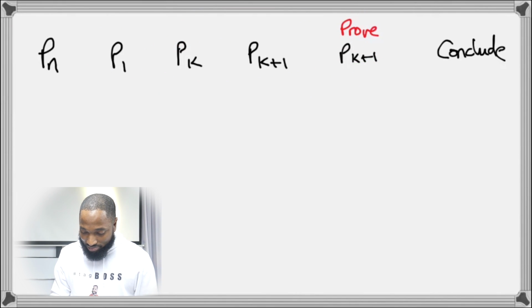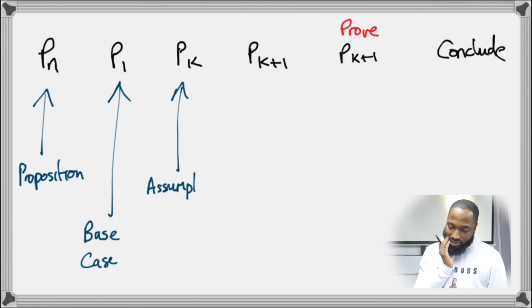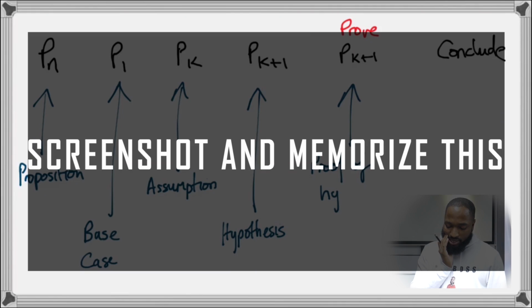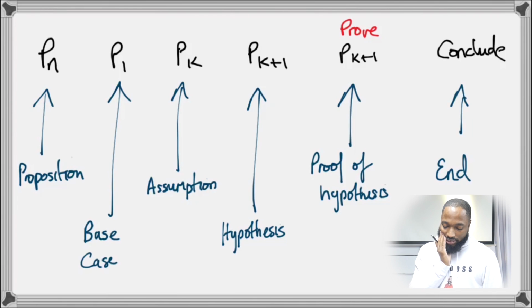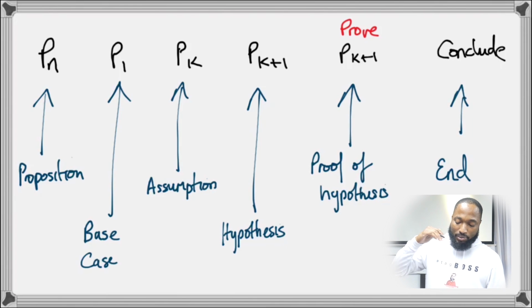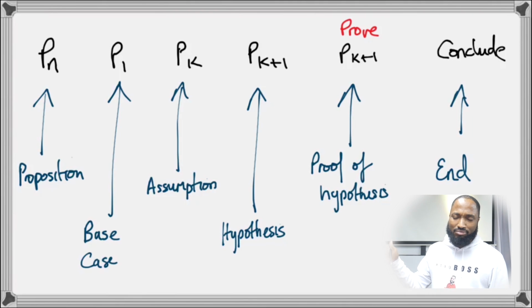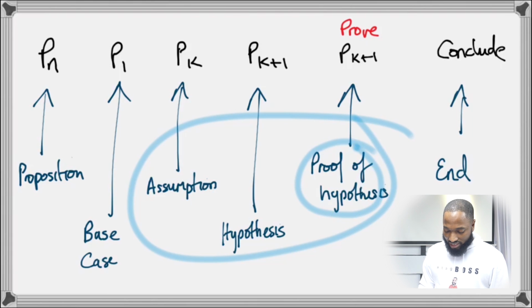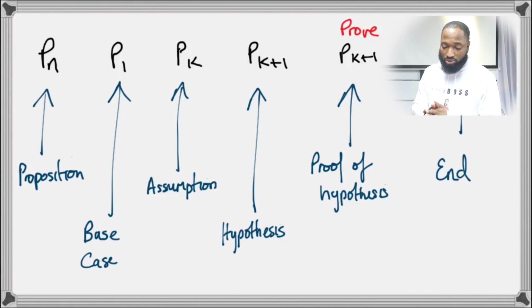So, let's talk about what these steps are about, and then I'll explain it using an example. Pn is called the proposition step. P1, we'll call that the base case. Pk is where we assume some random thing. Pk plus 1 is the hypothesis. Proving Pk plus 1 is where we prove the hypothesis. And then we conclude with, I'll show you what we always conclude with. As I said, this is the big boy here. But these 3 are the whole inductive steps that we're going to use. So, pure math student, I'm glad you're still here watching the video.